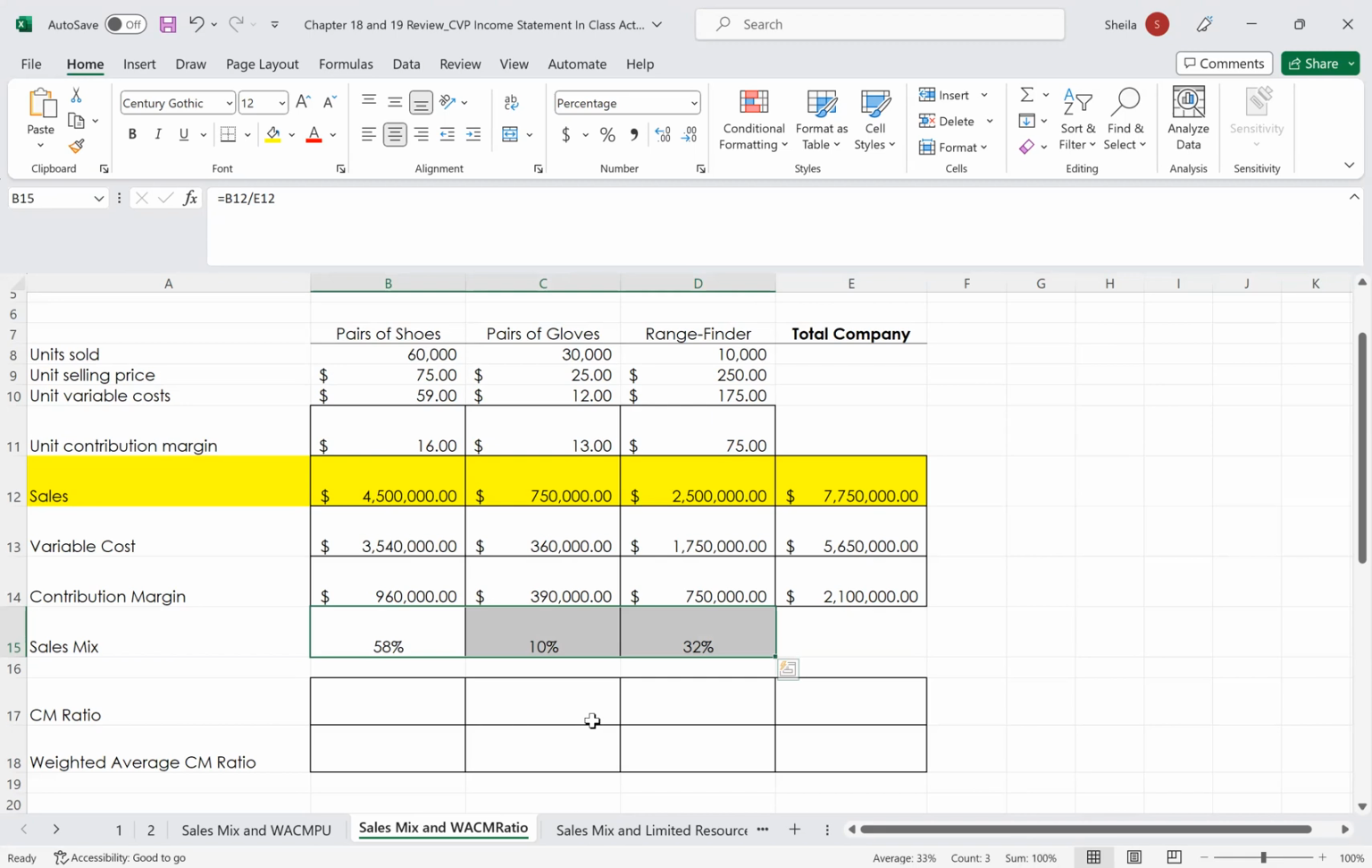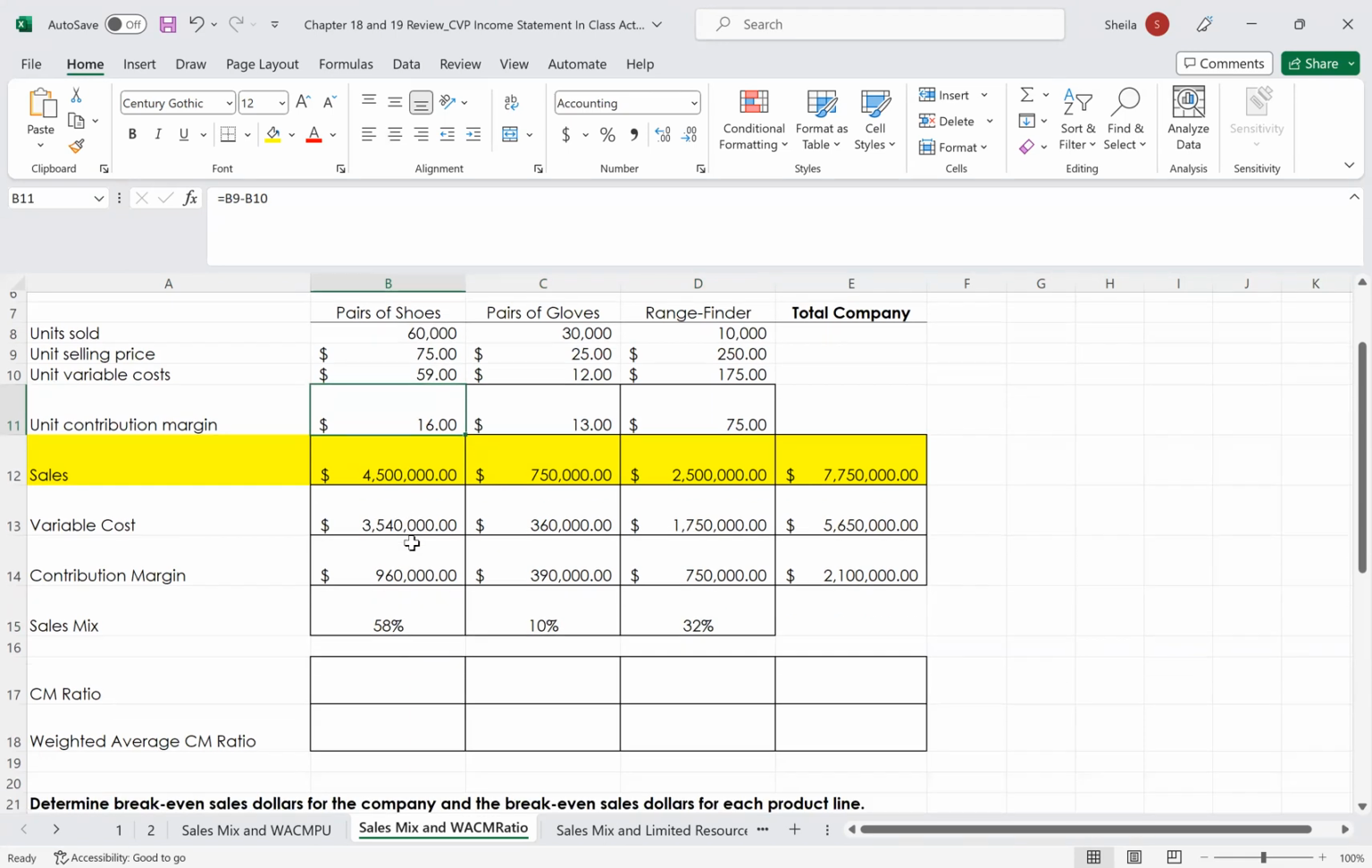Okay, so basically what we're saying is that while the sales mix represents 58%, we're still looking at that contribution margin, but now what I want to do is actually apply it to my contribution margin ratio.